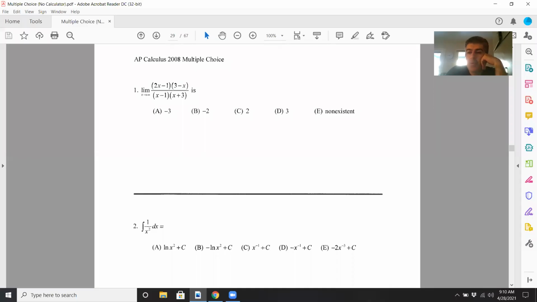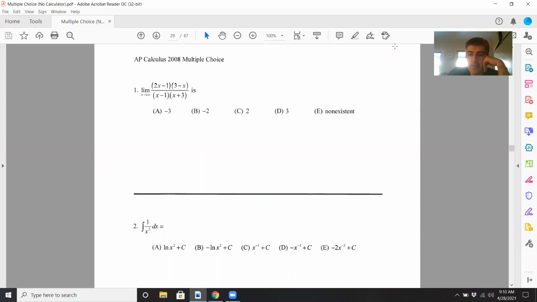Okay, so we're recording the AP review session on Wednesday, April 28th, 2021. We're talking about the Lavender packet multiple choice non-calc. More specifically, we're looking at 2008 multiple choice, and again, this is without a calculator. And let's look at number 1.